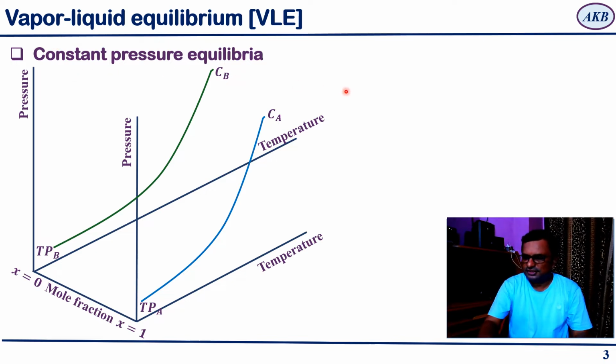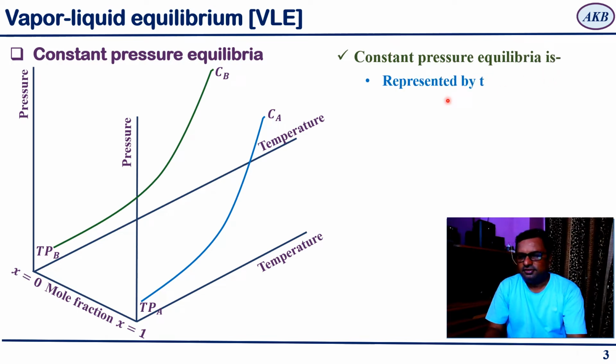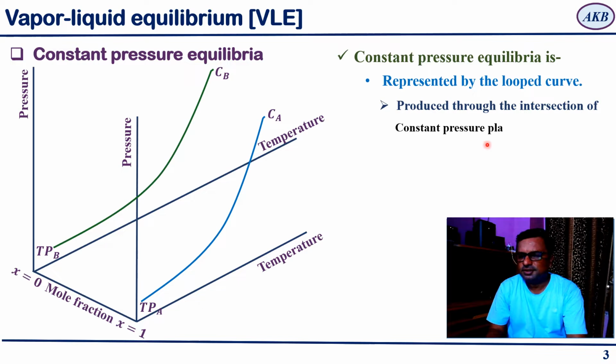Okay, so let us understand. Constant pressure equilibria, that we are talking about, is represented by the loop curve. What is this loop curve? This loop curve is produced through the intersection of the constant pressure plane and the double surface.